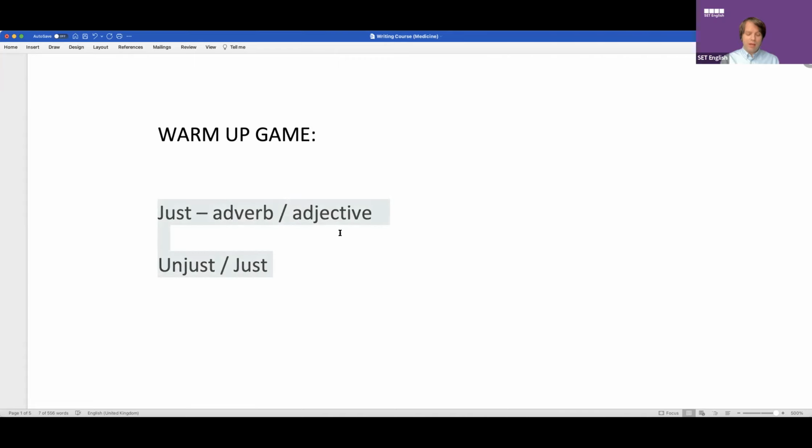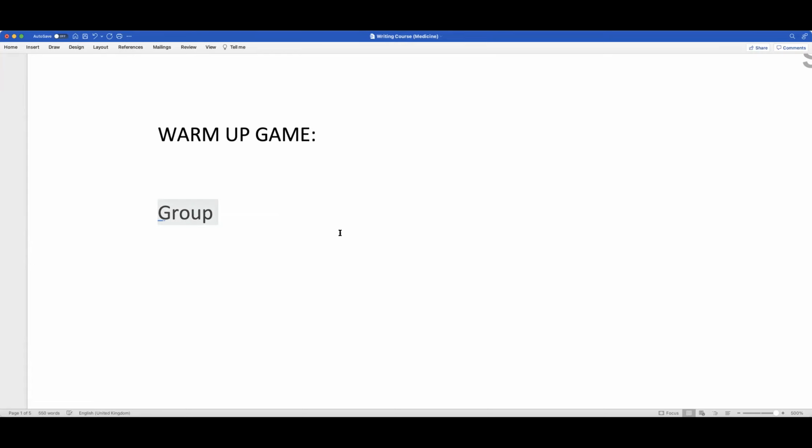Okay, what about this one then? What type of word is that? Noun. Good. What about this one? Verb. Okay, what about this one? Noun. Okay, so what about this one then? Verb. It can also be a noun as well, right?